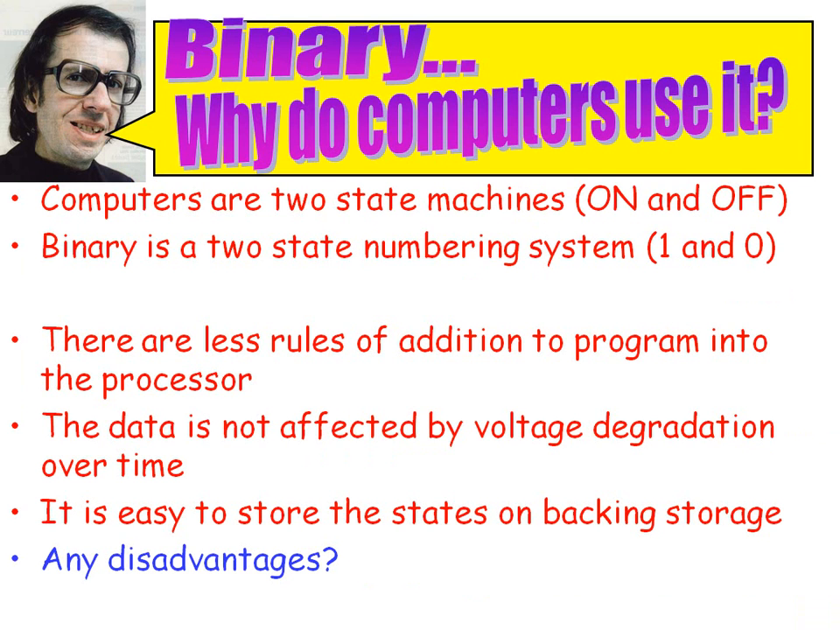So the first thing that we cover is why computers use the binary numbering system. And the reason's quite straightforward. Computers, we know, are two-state machines. They only work in two states, on and off. And we should hopefully realise that because binary only uses digits 0 and 1, it's also a two-state numbering system, so we can use the 1 to represent the on state and 0 to represent the off state, so they can go hand in hand.